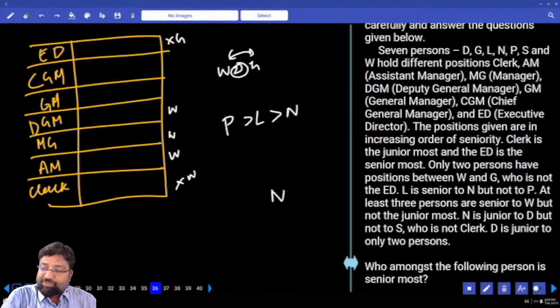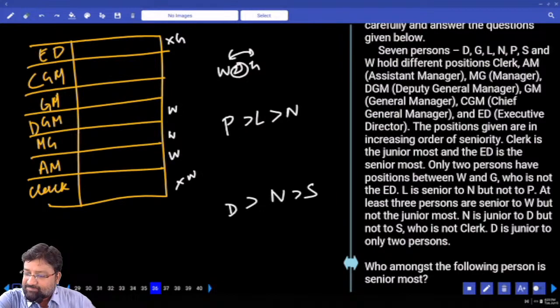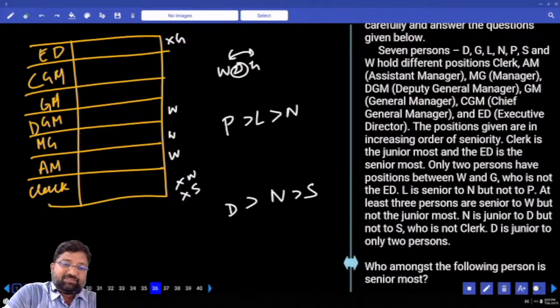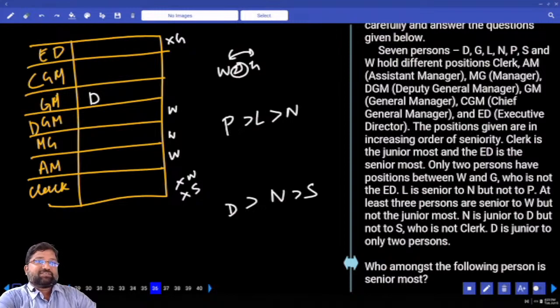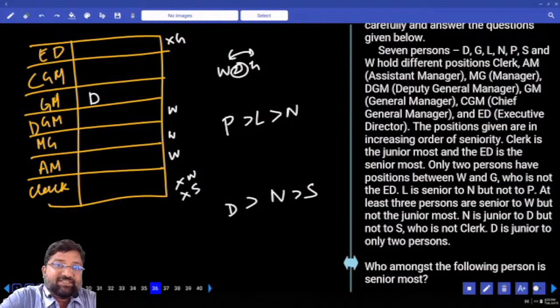N is junior to D, but not to S. S is not the D. D is junior to only two persons. D should be in the third place because junior to only two. D is less than only two. Reverse: only two greater than D. Junior means less than, senior means greater than.